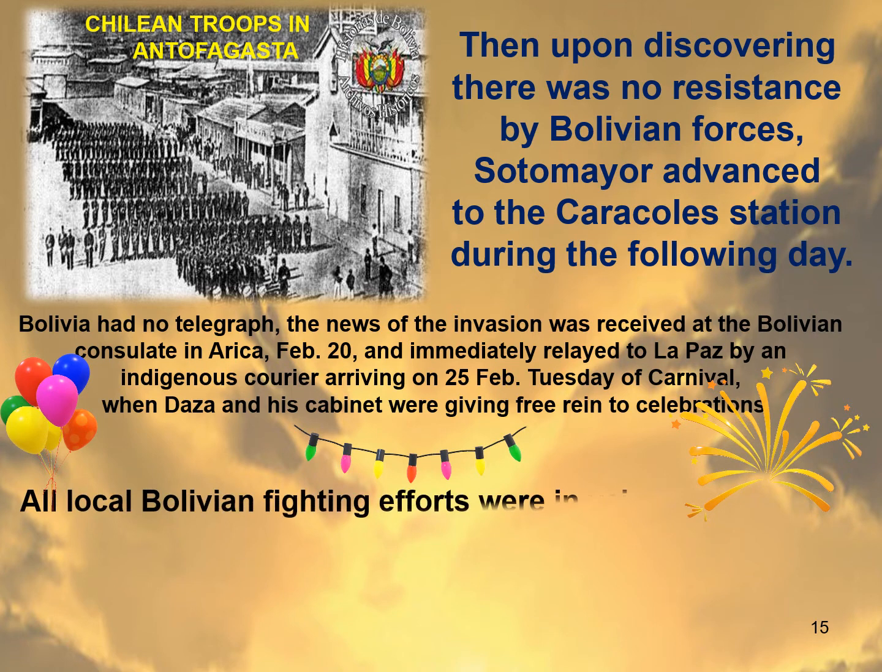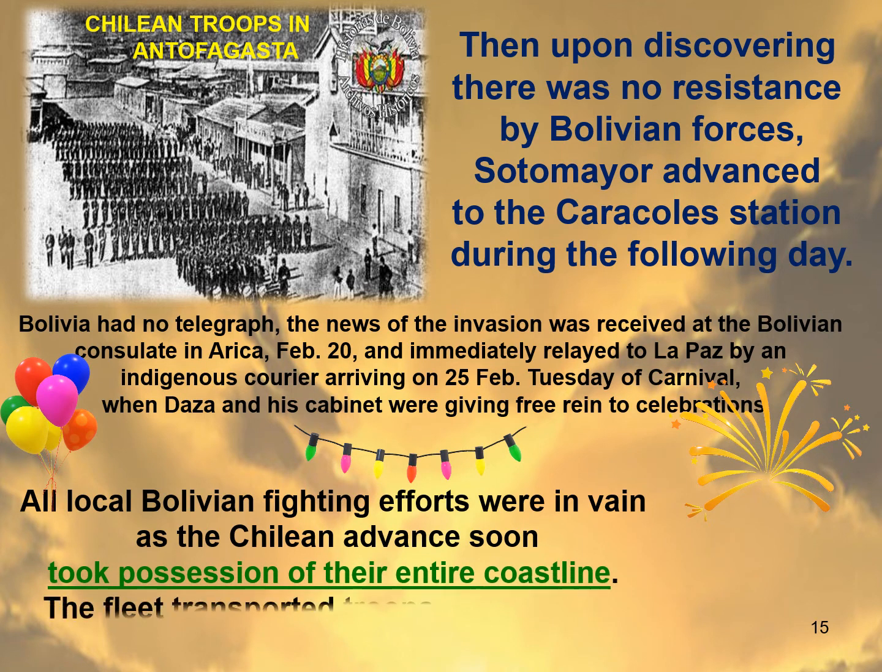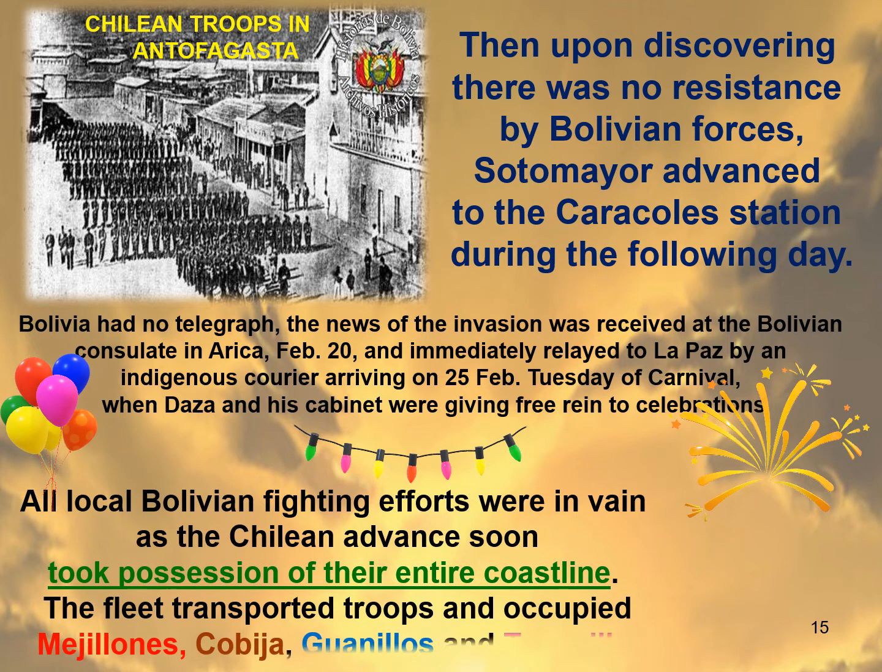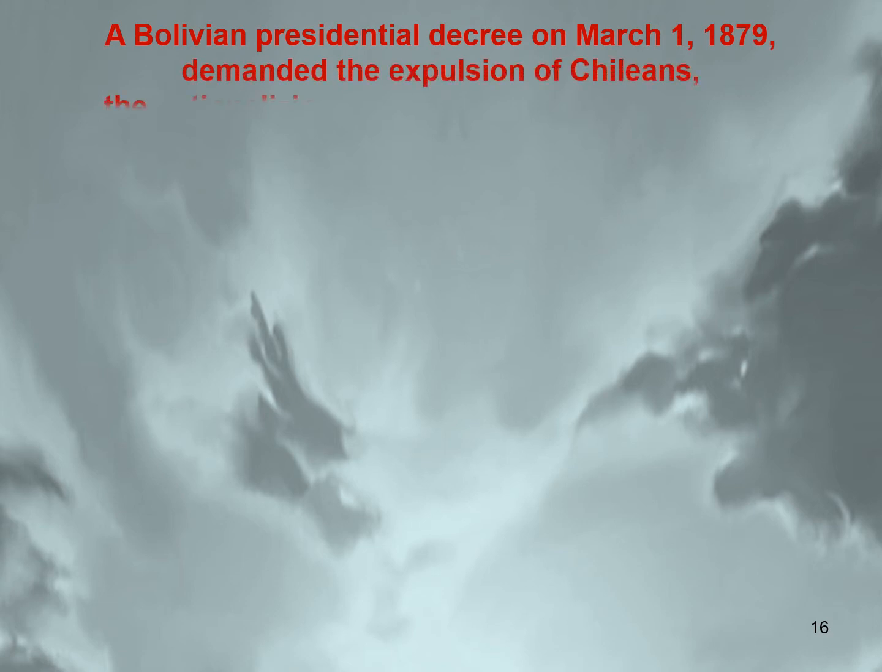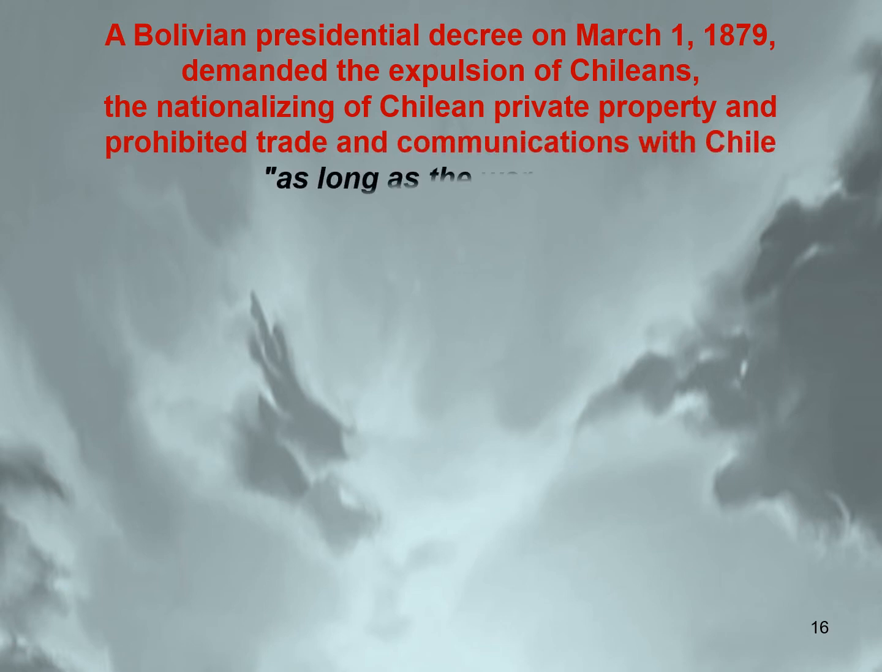All local Bolivian fighting efforts were in vain, as the Chilean advance soon took possession of their entire coastline. The fleet transported troops and occupied the ports of Mejillones, Cobija, Guanillos, and Tocopilla. Consequently, a Bolivian presidential decree on March 1, 1879, demanded the expulsion of Chileans, the nationalizing of Chilean private property, and prohibited trade and communications with Chile as long as the war lasts.